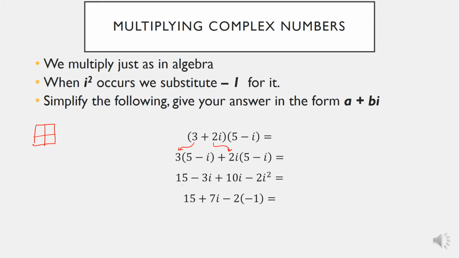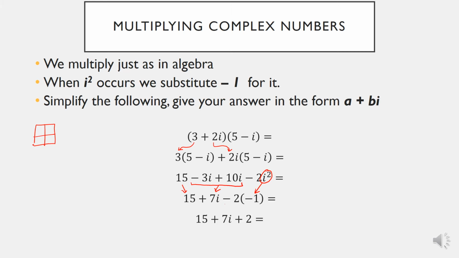Okay, so what have I done next? I have written my 15, so 15 goes down to the next line. I've combined my i's. Minus 3i plus 10i gives plus 7i. Okay, and I have replaced my i squared with minus 1.